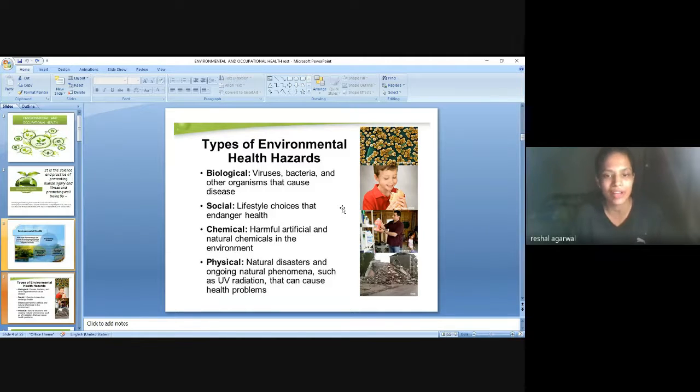Talking about the chemical factors, there are many harmful artificial as well as natural chemicals in the environment that we are exposed to, and unknowingly they can end up costing our lives. And talking about the physical factors, there are many natural disasters and ongoing natural phenomena like increasing UV radiation that can cause health problems like cancer and many others.